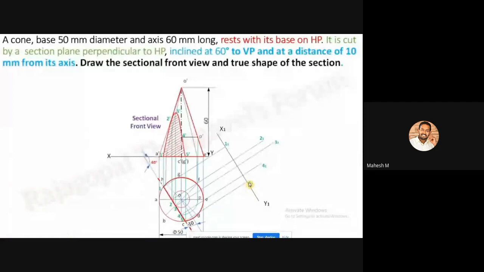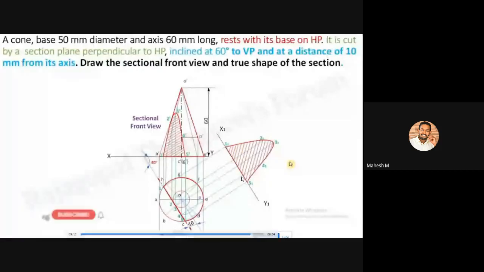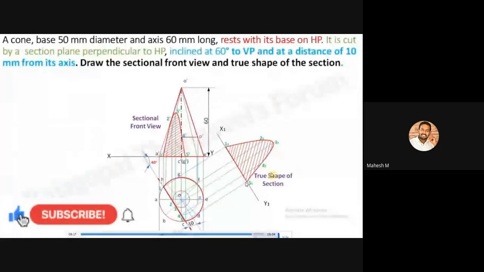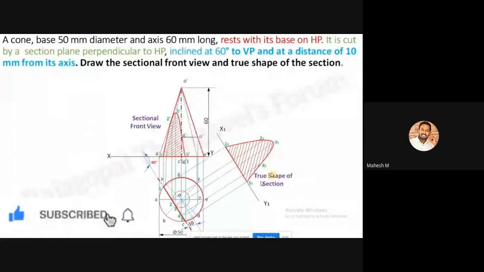So what is our procedure? You have to join these 5 points with a freehand arc. Please don't forget this: the base should also be highlighted. So this particular line also should be highlighted, then this particular arc should be highlighted. Then you can create your section lines and name this diagram as true shape of section. Okay, so this is our final diagram.